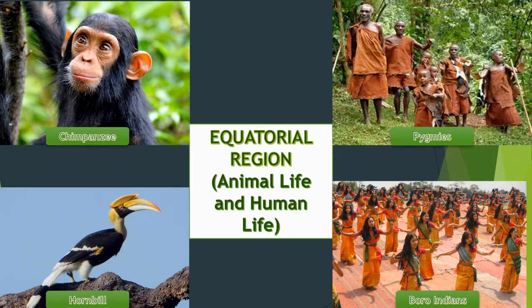Population mostly belongs to different tribes. There are houses that are built on trees. The different tribes that are found are the Pygmies in Africa, Boro Indians, Semang, etc.